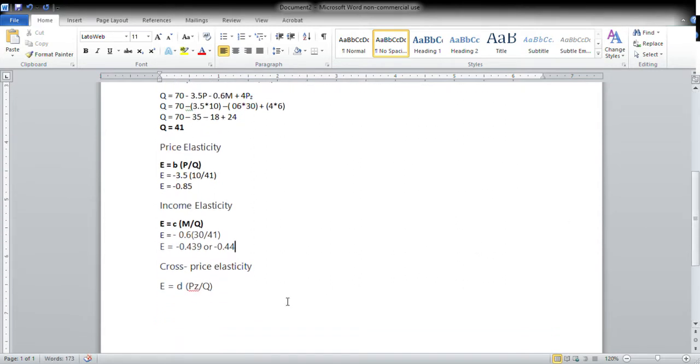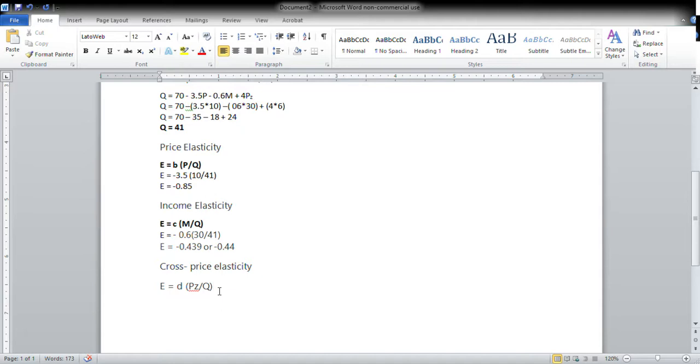Now we move to cross price elasticity, which again, it's the final formula on that first page of Chapter 7. And if you read the text and hopefully it makes more sense, you'll see that D represents the factor of the price of the other variable. We already looked at the price elasticity of X. Now we're going to look at the cross price elasticity, which is the elasticity of our other product, Z.